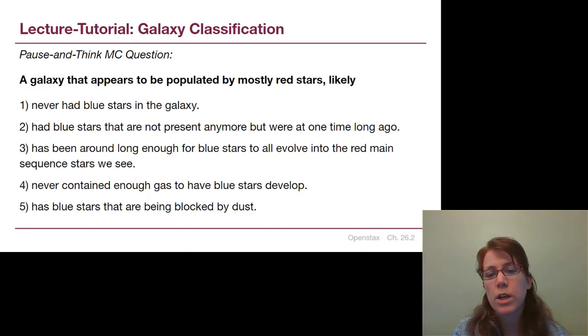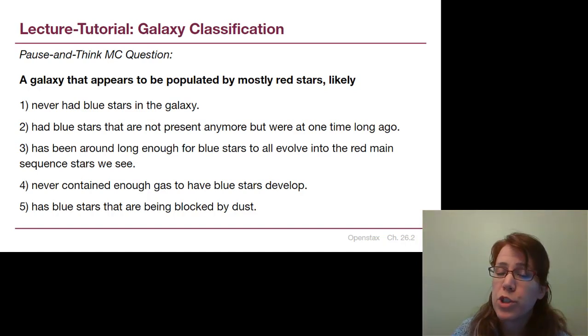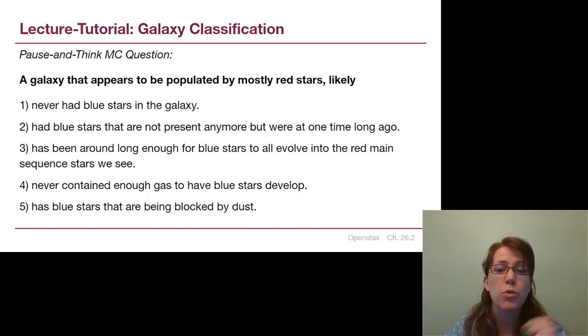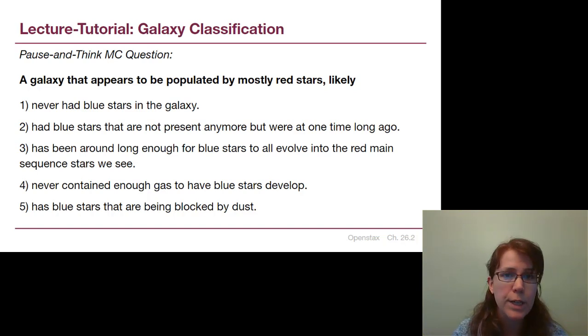Number 3, has been around long enough for blue stars to all evolve into the red main sequence stars we see. This is a very commonly chosen answer, and usually it's because we read too quickly. If we think back to stellar evolution, all of the chapters that we built an understanding of stellar evolution, never ever did stars move up and down the main sequence. They always left the main sequence to become red giants or supergiants, and then exploded or became white dwarfs. So never do blue stars become red main sequence stars. That's really important for us to recognize. If you picked it, it's probably because you read too quickly, and that's okay.